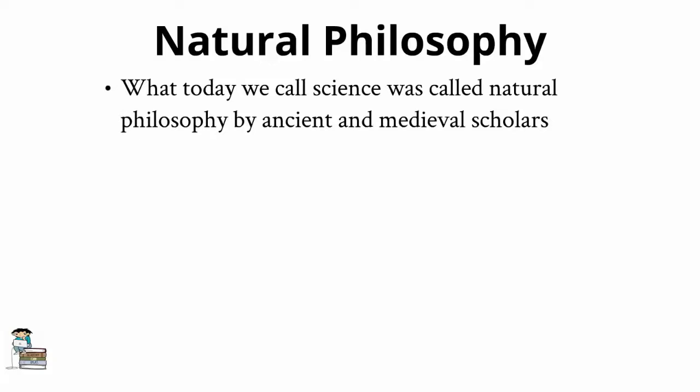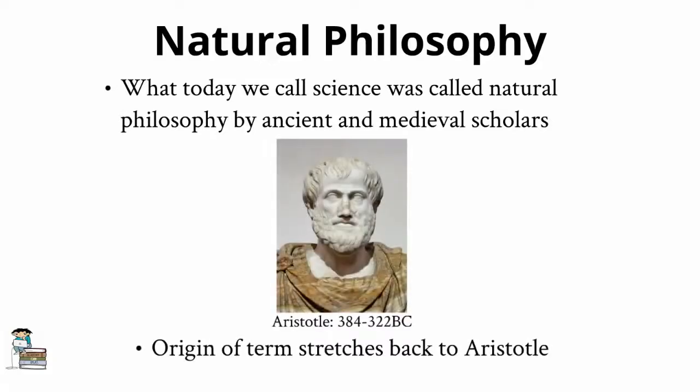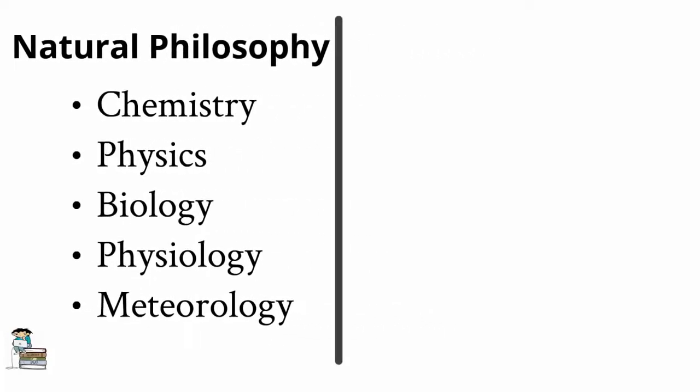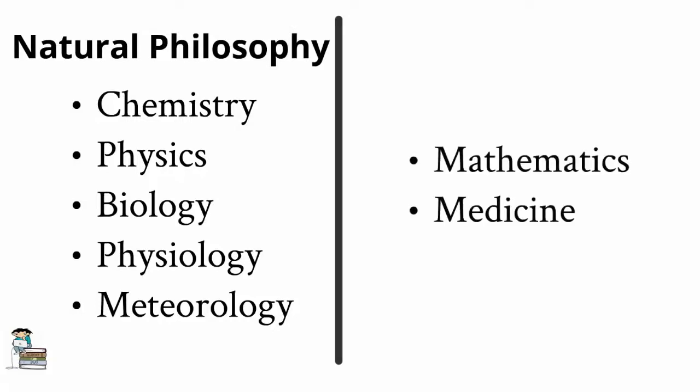Natural philosophy is a term with roots stretching back to Aristotle in ancient Greece. Ancient and medieval scholars used the term to signify investigations into the natural world and the material causes of natural phenomena. Natural philosophy included, among others, the disciplines we call chemistry, physics, biology, physiology, and meteorology. However, interestingly, ancient and medieval scholars saw the disciplines of mathematics and medicine as being outside the domain of natural philosophy. It was not until the scientific revolution that mathematics was seen as a proper and in many cases integral tool for describing nature.